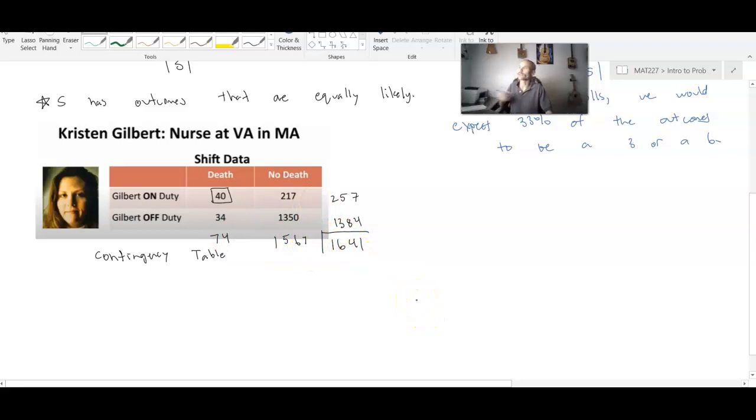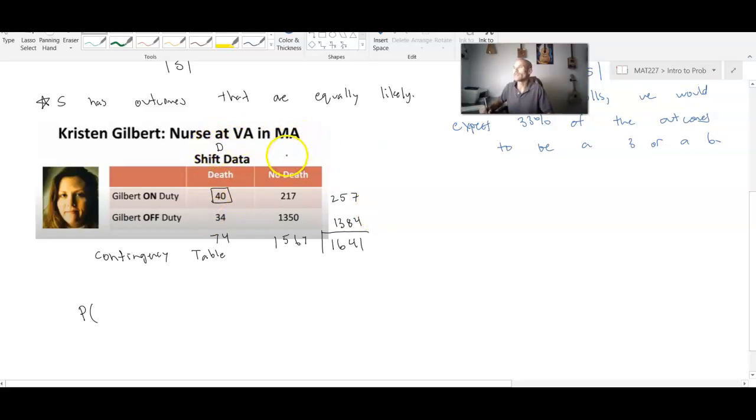Now I could answer some pretty interesting questions about this. If I wanted to know, for example, what's the probability, or what percentage, of patients died, and now I'm going to give these names. If somebody died, we're going to consider all the people who died to be in the set D.